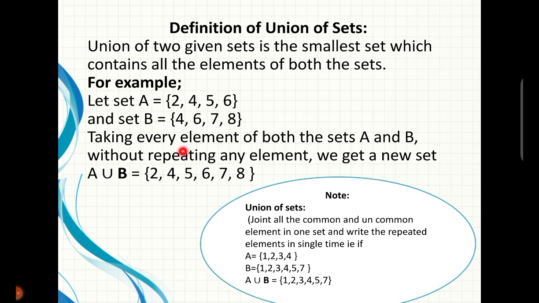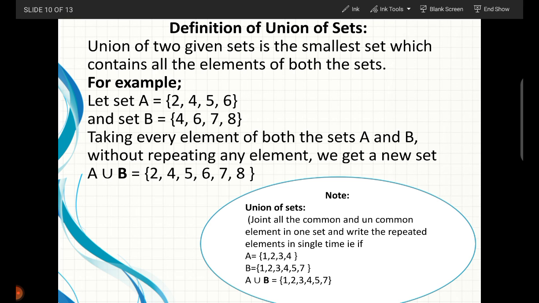So you have to join all the elements contained in set A and set B, but if elements are repeating, you have to write them only one time. As you can see here, A union B is equal to 2 4 5 6 7 8. Let's take another example based on union of two sets.